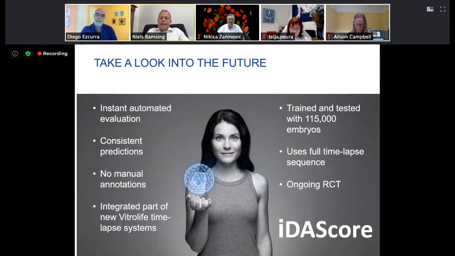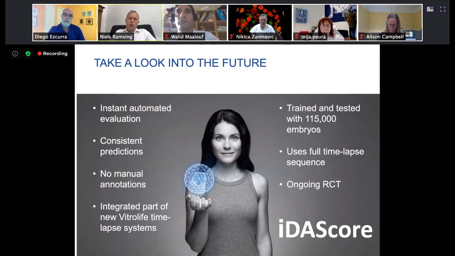Finally, I would like to talk a little bit about the future, because what we've been talking about so far in terms of using the time-lapse data is a two-step process. First, doing the annotation, finding the morphokinetic parameters, and afterwards applying a model to find out which ones are most likely to implant. Why not do the whole thing in one step? And indeed, such direct analysis using artificial intelligence has been around for a couple of years, and we've been working very hard to bring this to the market in a very simple and very easy to use fashion.